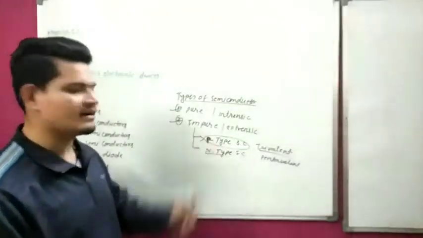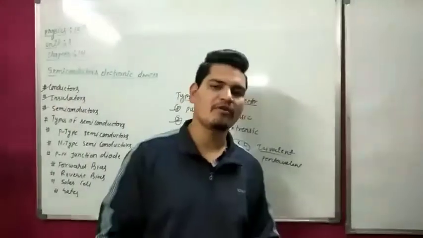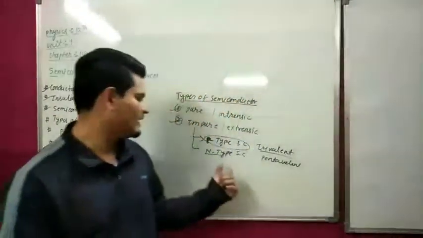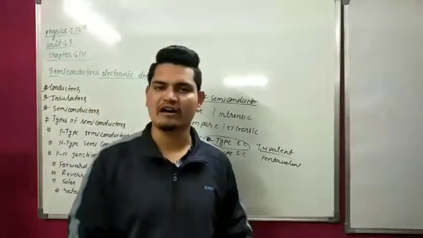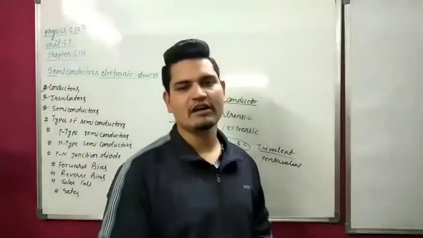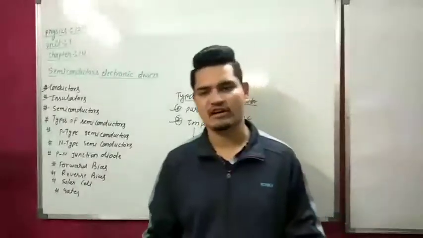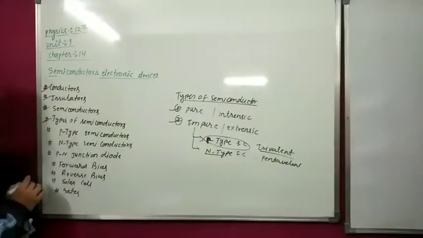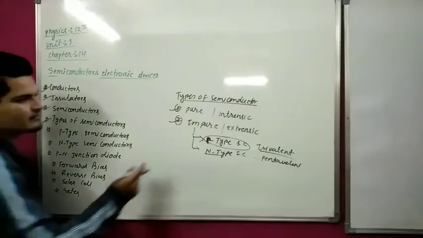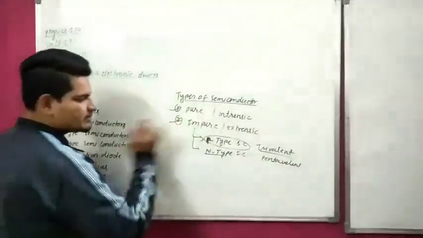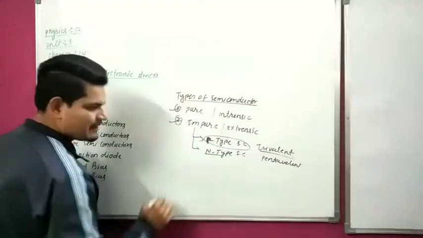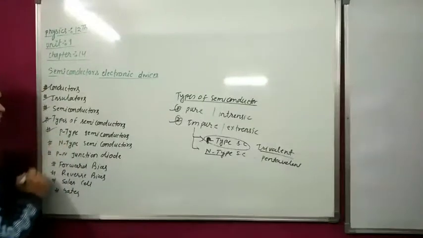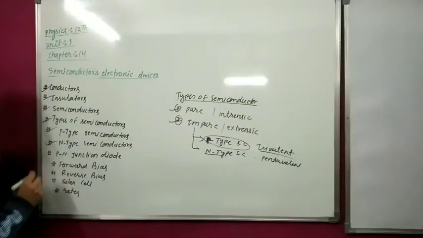In n-type semiconductor, the number of electrons is more than the number of holes, so electrons are the charge carriers, and in p-type semiconductor, holes are the charge carriers. Electrons are negatively charged particles and holes are positively charged particles. There are two types of semiconductor, pure and impure. Impure is also of two types, p-type semiconductor and n-type semiconductor.